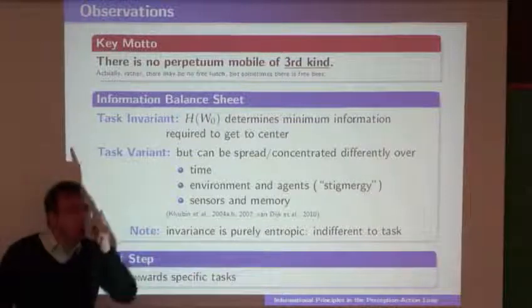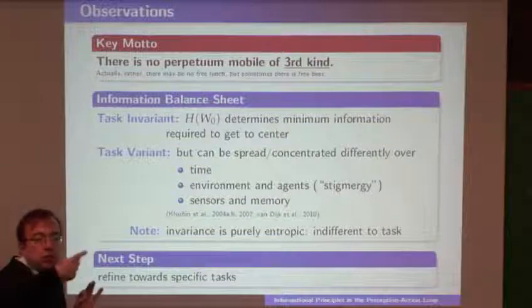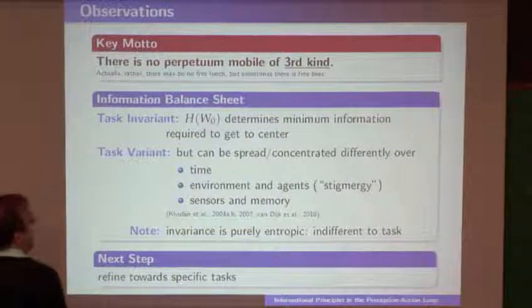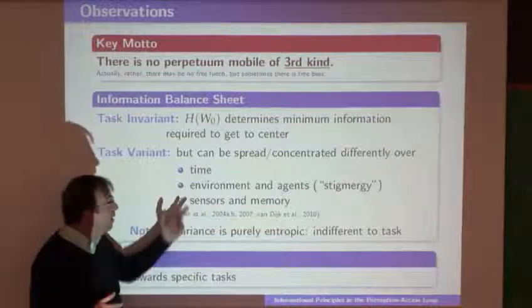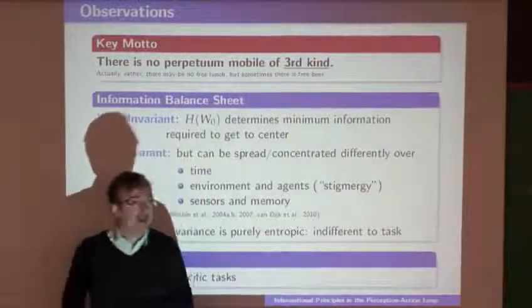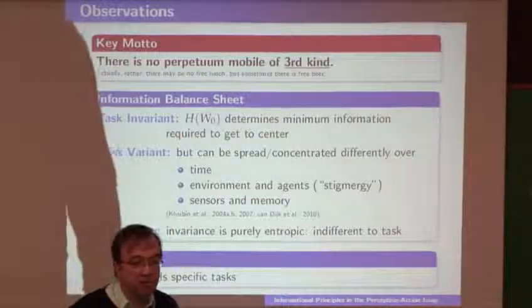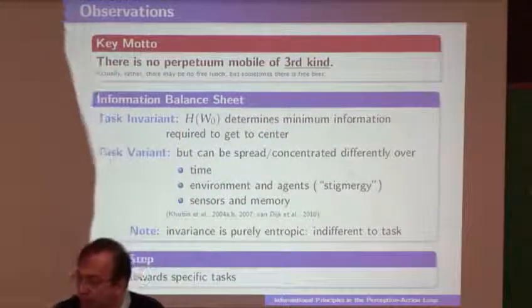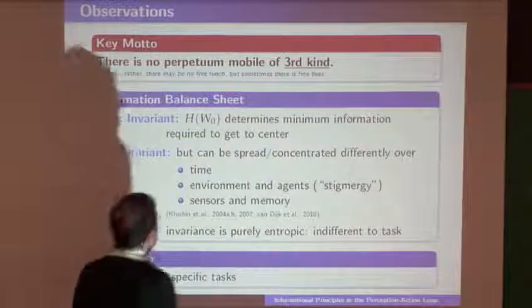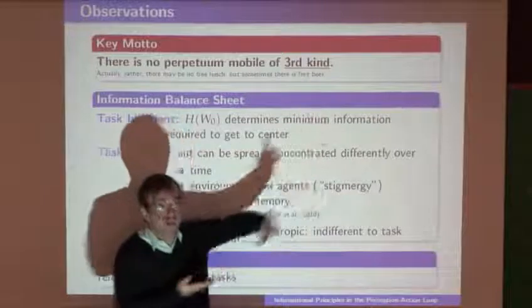But you could do different things. In our case, we got information through the sensors over time. It can be spread out over time. It can be spread out through the environment and other agents. For example, I can tell my student, remind me that we have a meeting in 2 days. So I don't remember that, the student has to remember. So it's stored with the student. Or it can be spread out in different ways between sensors and memory. You can do interesting trade-offs.